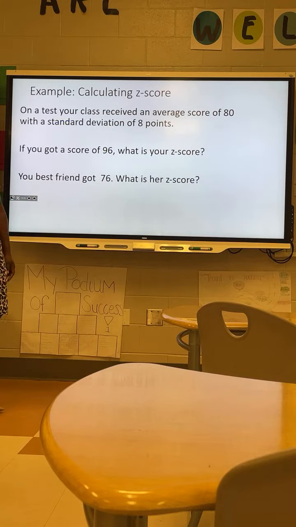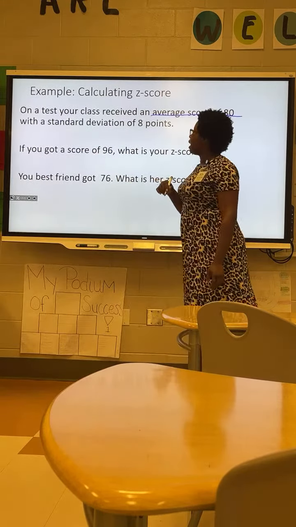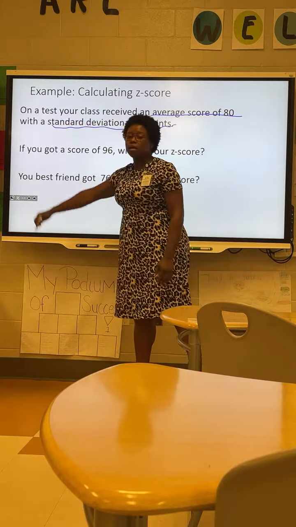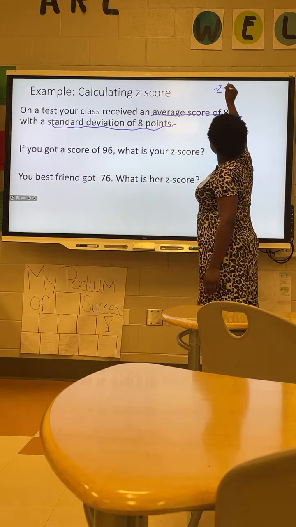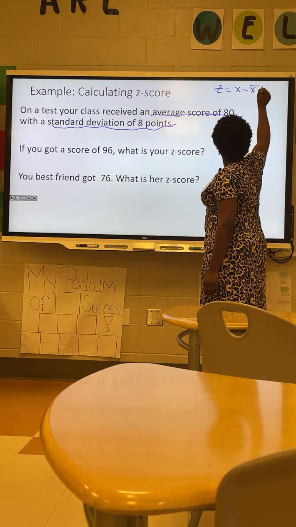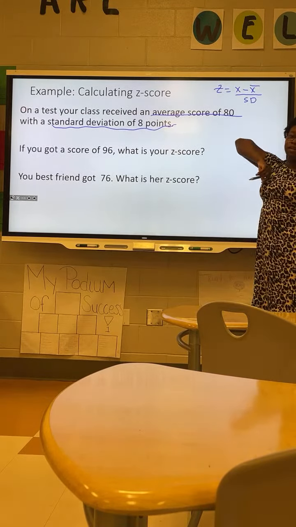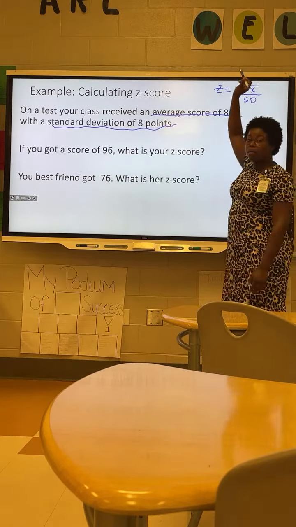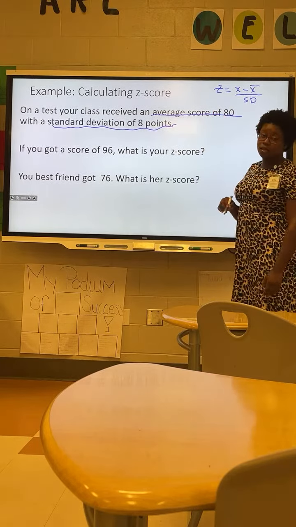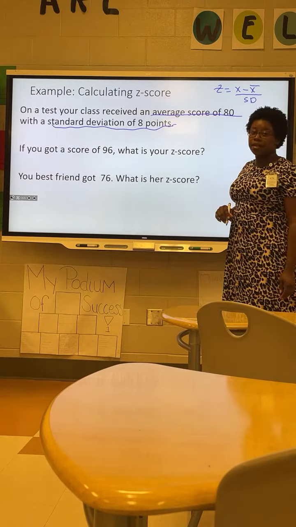So the example says calculate the z-score for a test where a person received an average score of 80, so the average score was 80, and a standard deviation of 8 points. So we need to know the z-score formula, and the z-score formula is z is equal to x minus x bar over standard deviation. The first x here represents your data value, or you say your actual score. The x bar represents the mean, which is the average score, and this SD represents the standard deviation.